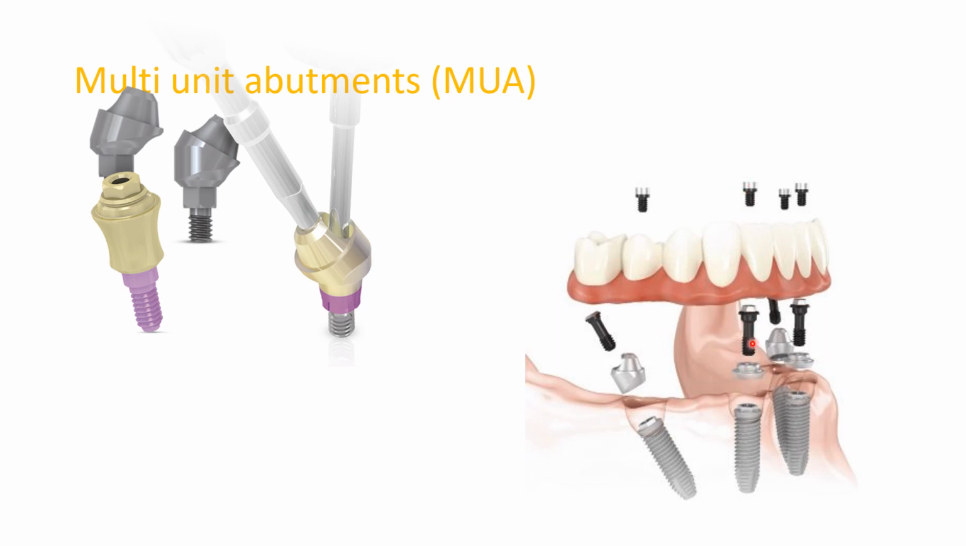So there are two screws. One is the abutment screw, which anchors the multi-unit abutment, or the MUA, into the implant body, and the second is the prosthetic screw, which anchors the prosthesis itself onto the multi-unit.